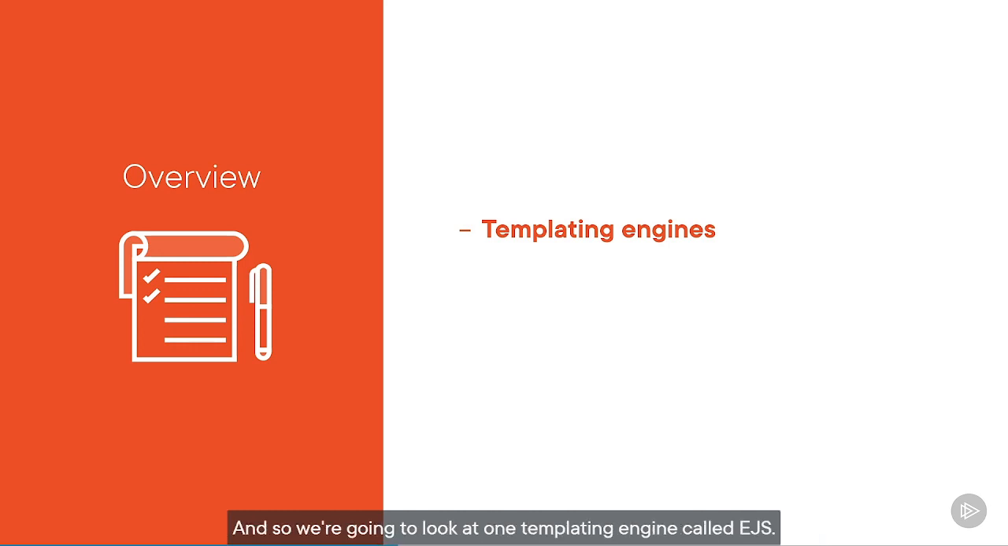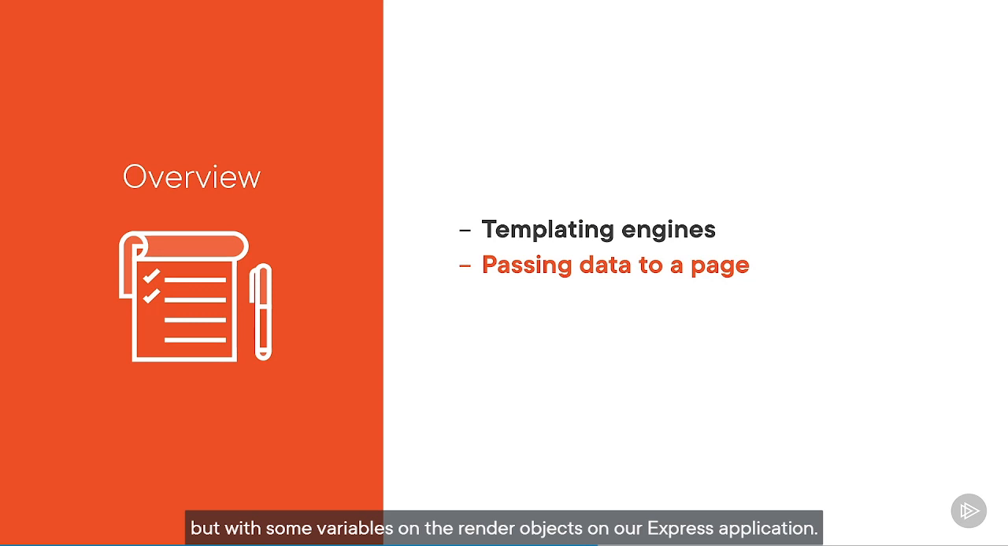And so we're going to look at one templating engine called EJS. There's several of them out there. There's Pug and a few others. EJS is going to be the one we're going to use for this project in this course. We're going to talk about getting that set up, getting that installed, and then we're going to pass data into that page with some variables on the render object on our Express application.